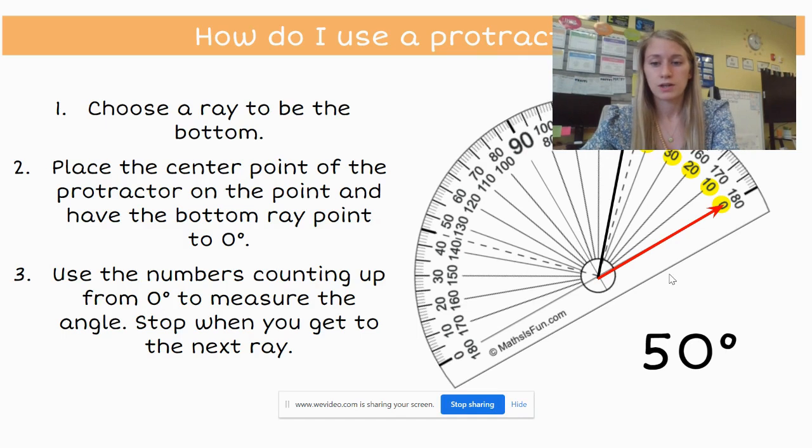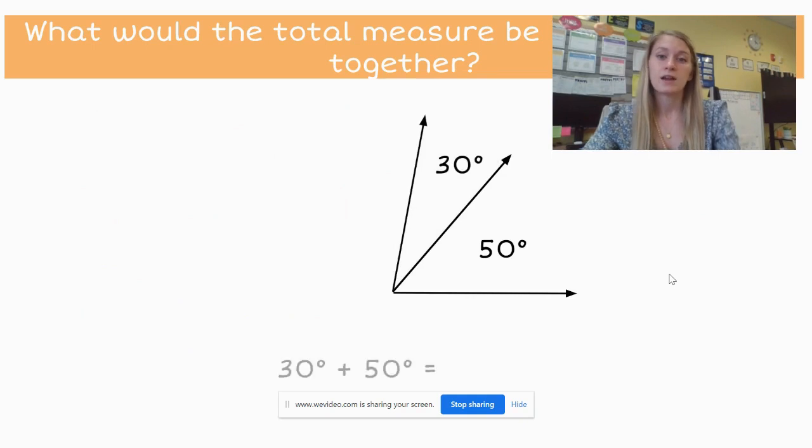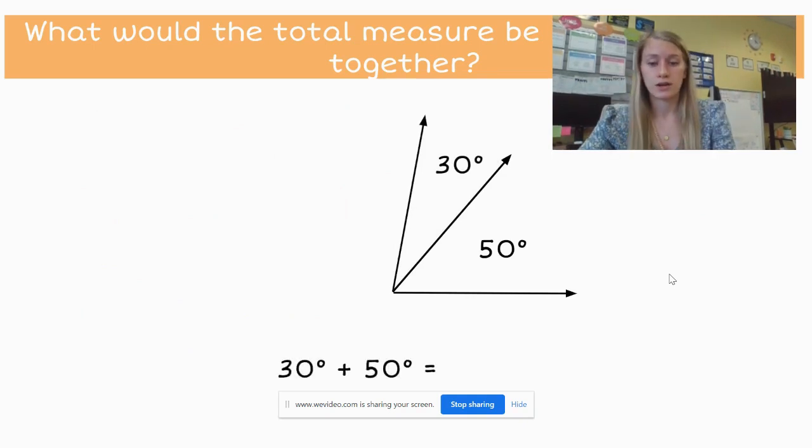So it's 50 degrees. What would the total measure be if we put these two together? So if we have two separate angles, first we want to imagine them put side by side like this into one larger angle. So we think of this as adding them together. 50 degrees plus 30 degrees is 80 degrees.